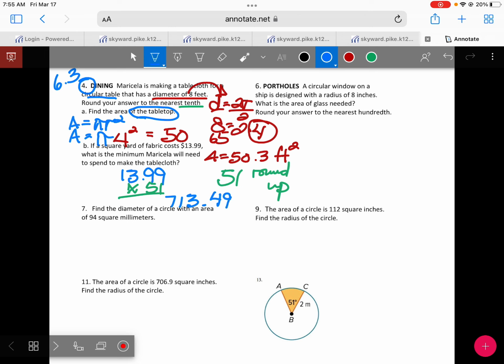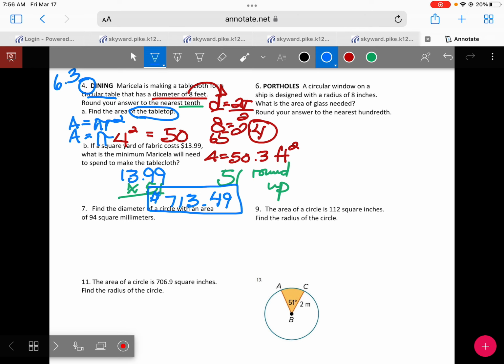Is that right? Man, that seems really big too. 10 times 51 would be, yeah, I think you're right. 10 times 51 would be $510. Am I missing something? I can't imagine someone spending $713 on a tablecloth. It's not a table, it's a tablecloth. That is made of gold or something. It must be a rich tablecloth.